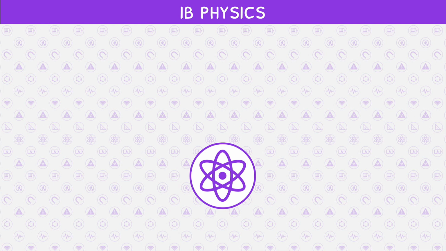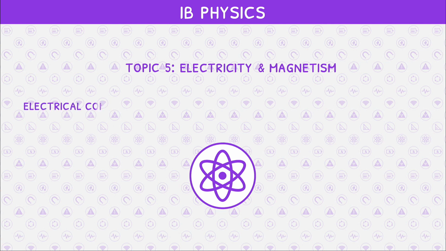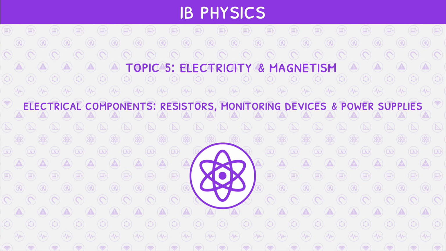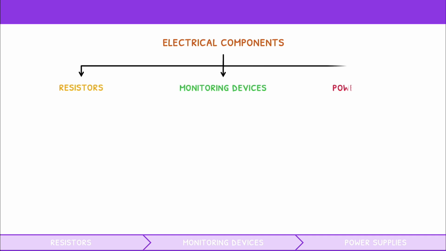This is the fourth video in IB Physics Topic 5, Electricity and Magnetism, where we will be looking at electrical components, including resistors, monitoring devices, and power supplies. Make sure to watch the third video in our IB Physics Topic 5 video series before starting this video. In this video, we will expand the range of electrical components introduced and categorize them into three types.